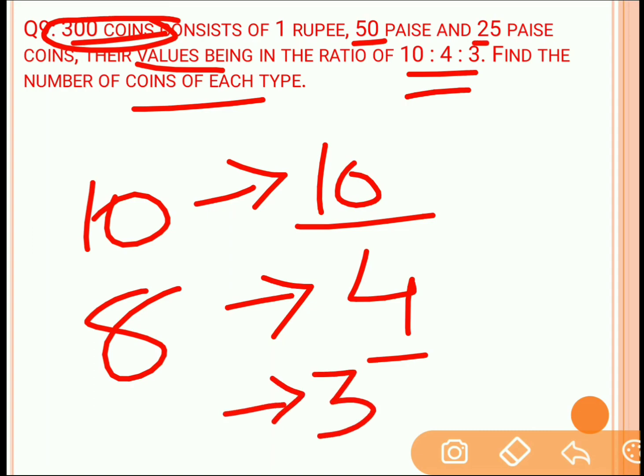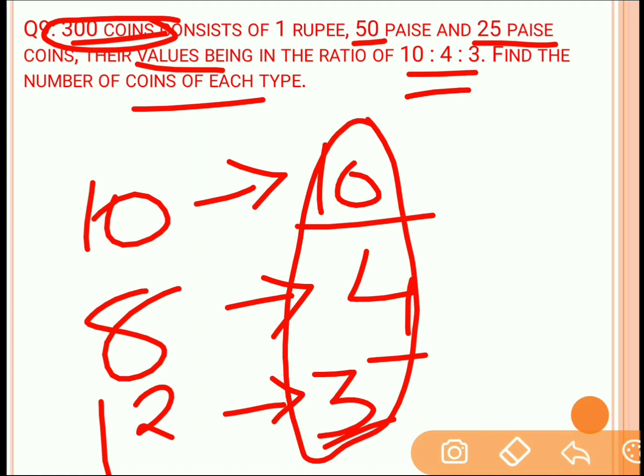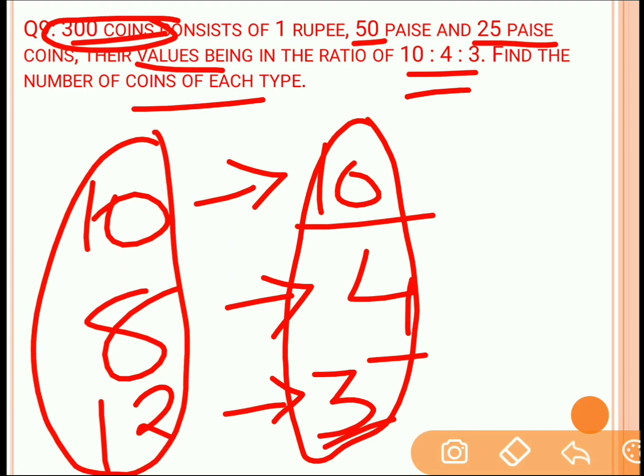Now we know that 4 of 25 paisa coins will make 1 rupee. So 4 into 3 is equal to 12. So 12 of 25 paisa coins will make 3 rupees. So from here we know that the ratio of values is given. We have to convert it into the ratio of their numbers.